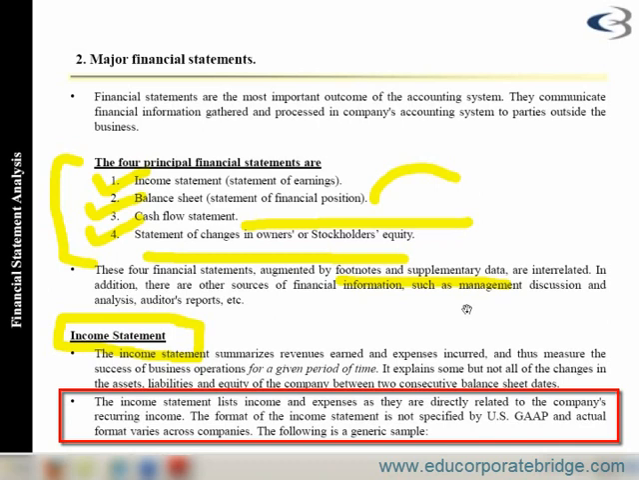See, there is no specific format for an income statement under US GAAP. They provide you a generic format and you can surely customize this format based on your company, and from industry to industry.